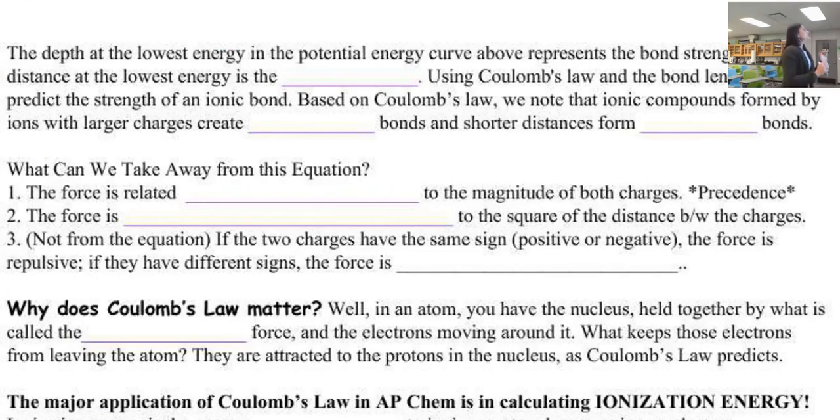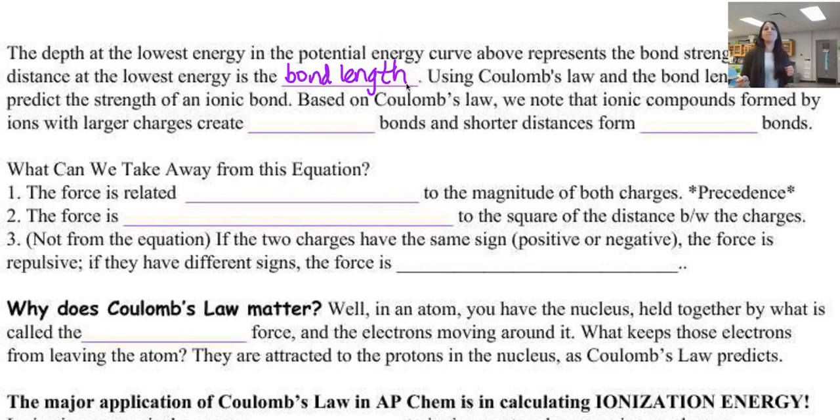All right, so now it says the depth at the lowest energy in the potential energy curve above represents the bond strength. And the distance at the lowest energy is called the bond length. So that is what it is giving us, called the bond length. Using Coulomb's law and the bond length, one can predict the strength of an ionic bond.